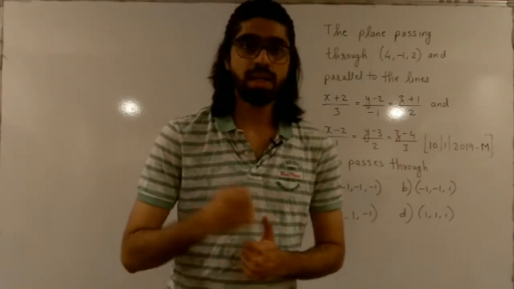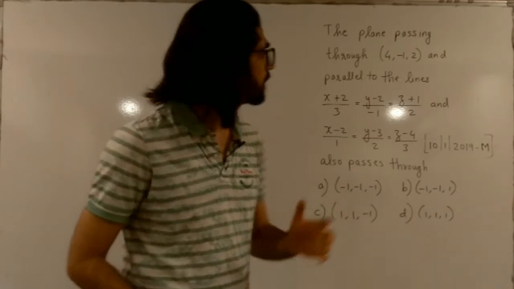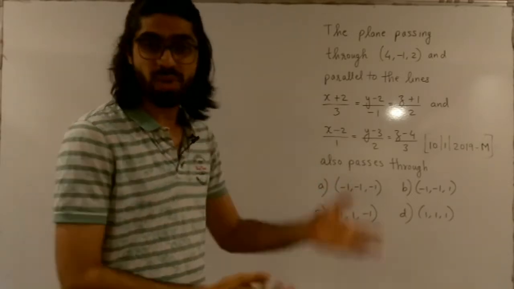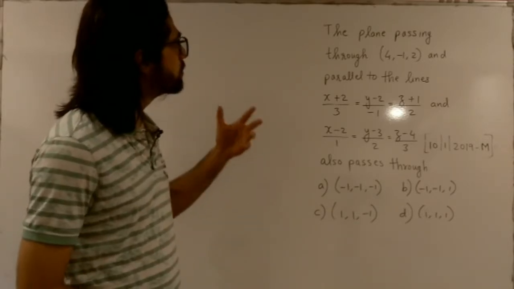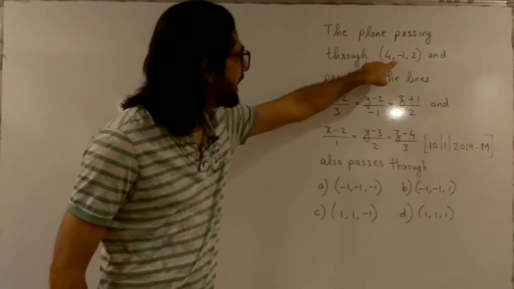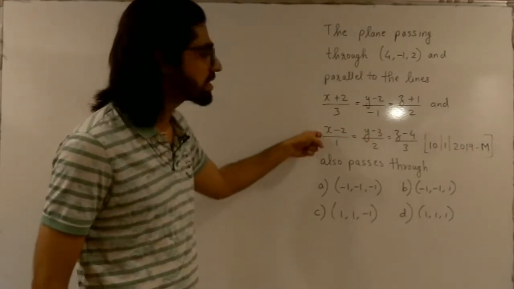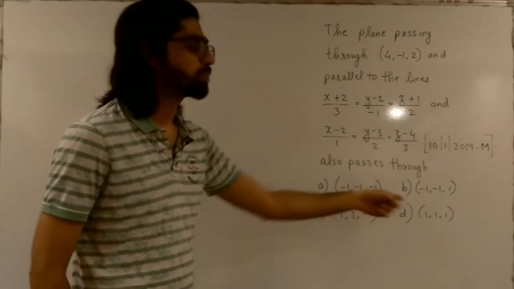The next question, I have taken it from 10th January 2019, the morning session. Now this question is very easy. It's too straightforward. It tells you to find first of all the equation of the plane which passes through this point and parallel to this and this line, and then they are asking you that this plane will pass through which of the given options.